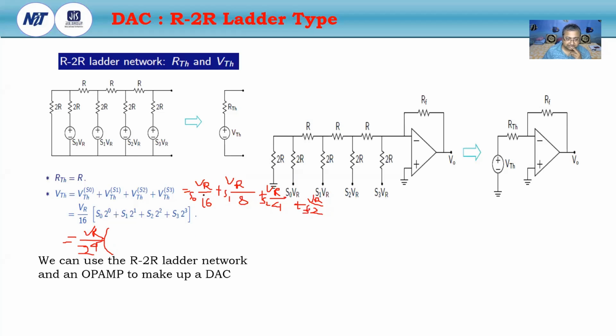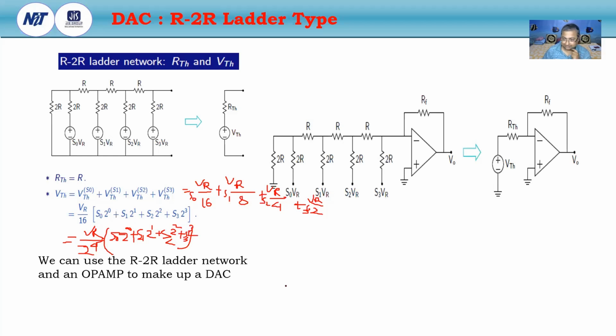So take the common VR by 16, then S0 2 to the power of 0, S1 2 to the power of 1, S2 2 to the power of 2, S3 2 to the power of 3, VR by 2 to the power of 4. Okay, VR by 2 to the power of 4, S0 2 to the power of 0, take the common of VR by 16, S1 2 to the power of 1, S2 2 to the power of 2, and S3 2 to the power of 3.